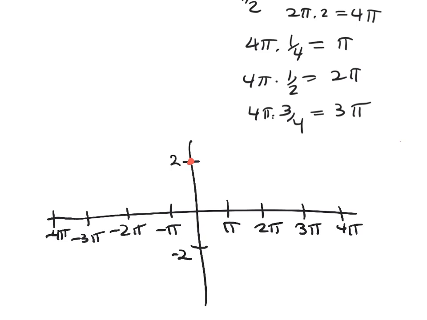Then from there, I'm going to go down at pi, down again at 2 pi, back up to 0 at 3 pi, and back up to the 2 at 4 pi. So like this. And then over here, down, down, up, up.